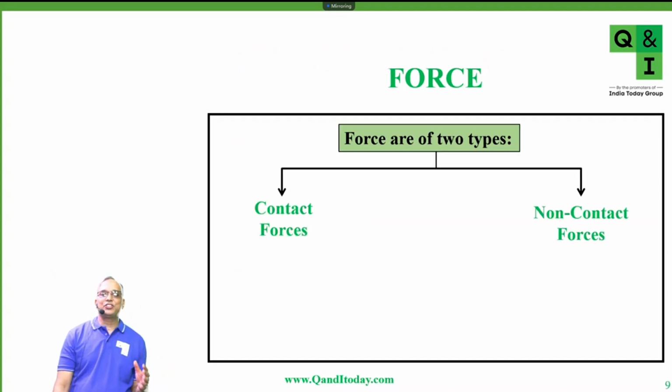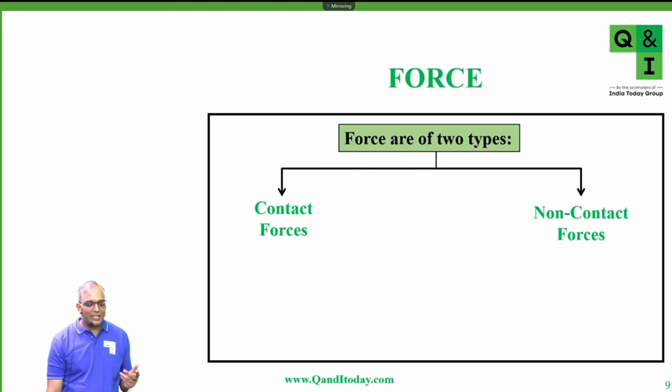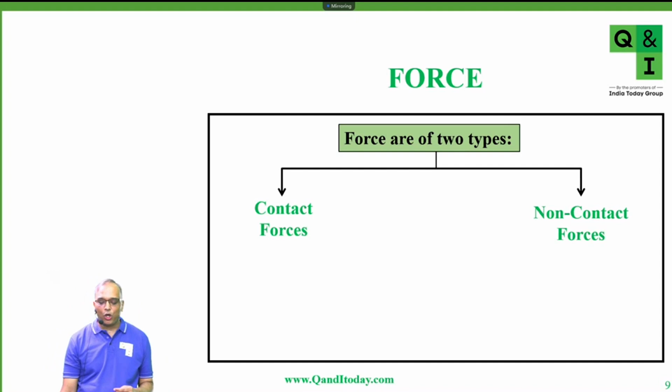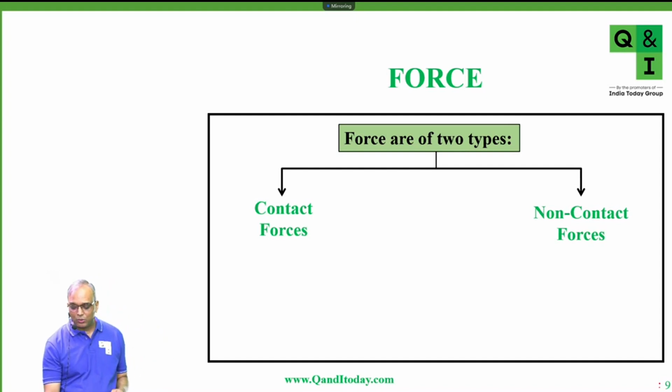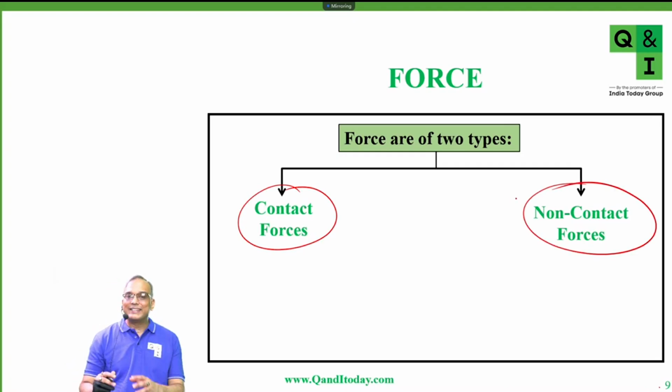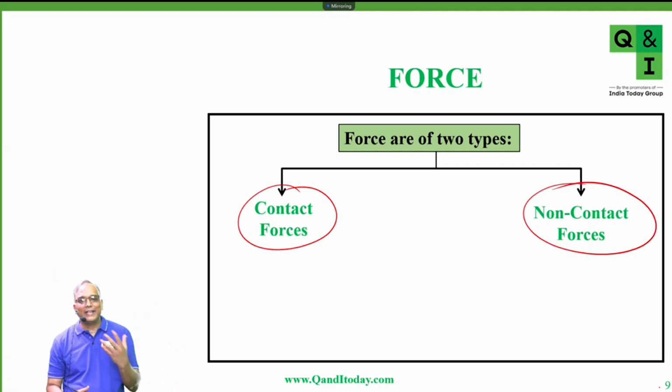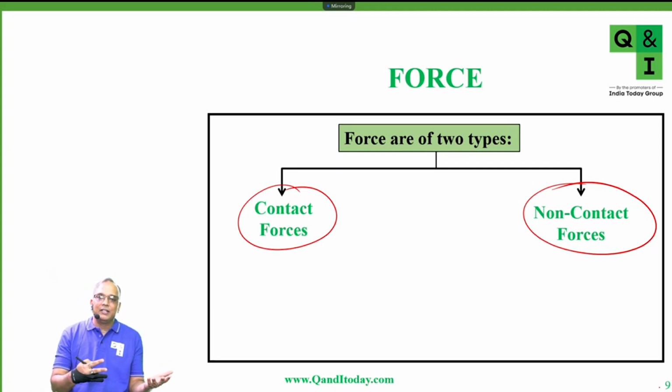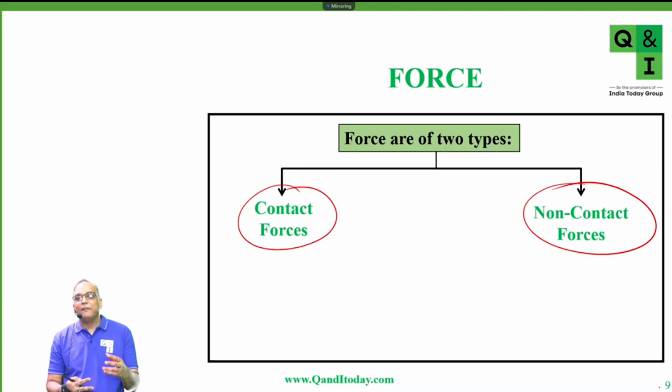Now, let's talk about types of forces. There are 2 types of forces. One is contact force and the other is non-contact force. The name itself tells you that for contact force to act, the bodies which are interacting have to be in contact with each other for this force to be applied. An example of contact force can be friction force. Any kind of push or pull is again a contact force, right?